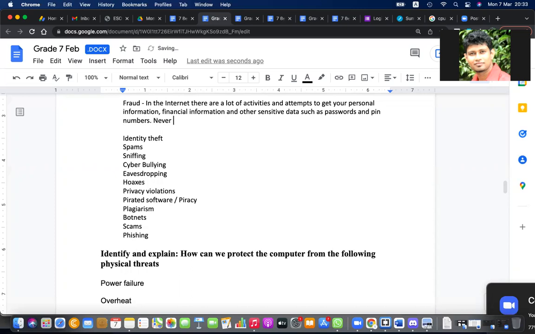Never provide such information to unknown and insecure websites. නොදන්නා ඒ වගේම ආරක්ෂිත නැති වෙබ්සයිට්ස් වලට ඒවා දෙන්න එපා.